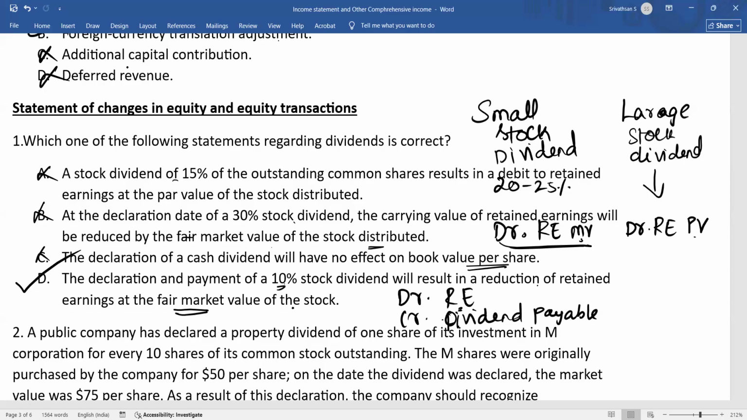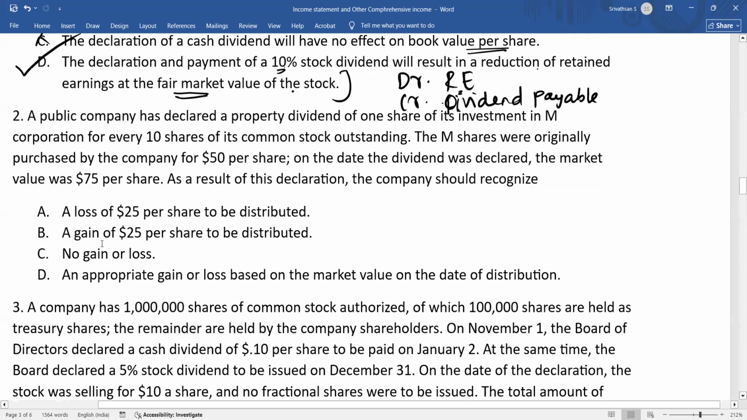We will see numericals based on this concept in the subsequent questions. But here, what is important to understand is, if it is a small stock dividend, retained earnings should be debited with market value. If it is a large stock dividend, retained earnings should be debited with the par value amount.